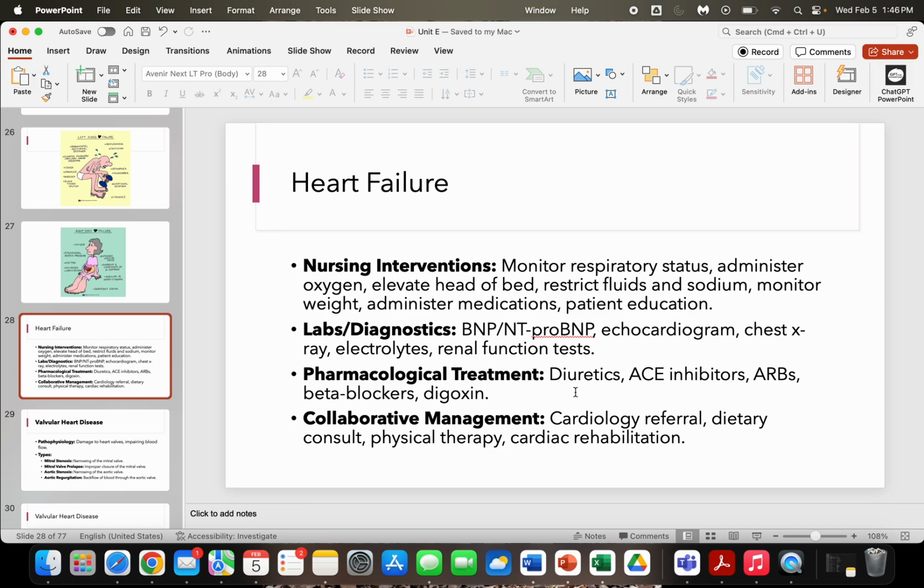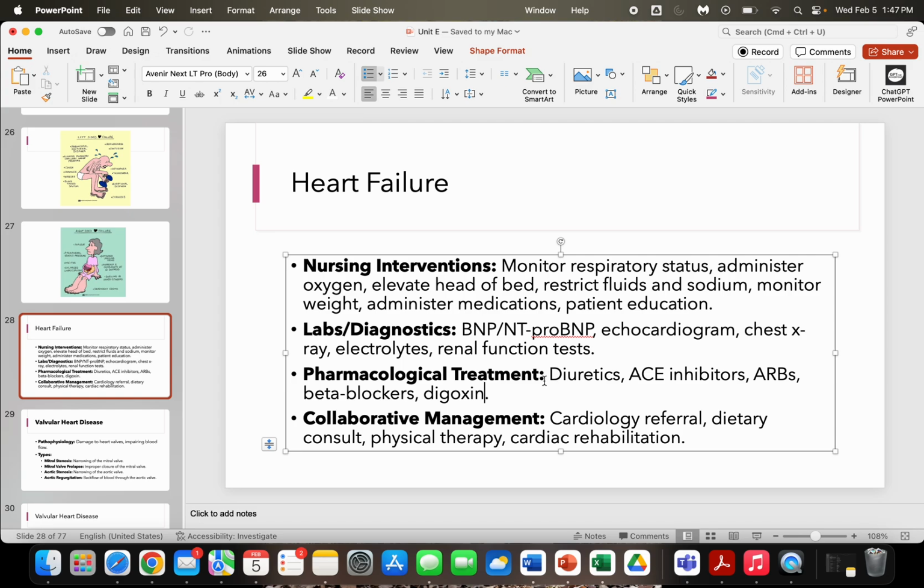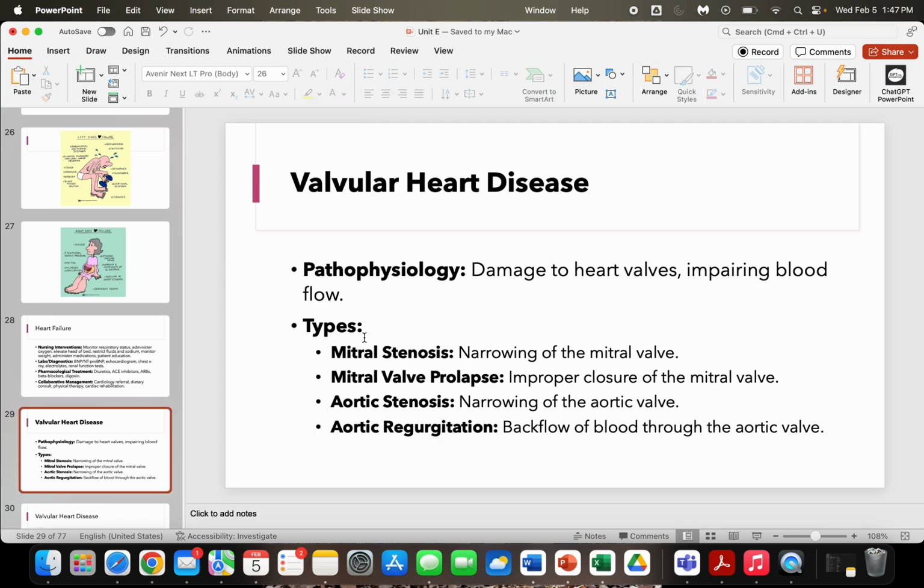So diuretics, super important. That diuretic helps pull fluid off the lungs, right? So we'll talk about diuretics when we get to our objective about pharmacology. ACE inhibitors, also super important. Any kind of cardiovascular or cardiac med that decreases the workload of the heart is going to be very important for either of these conditions, okay?